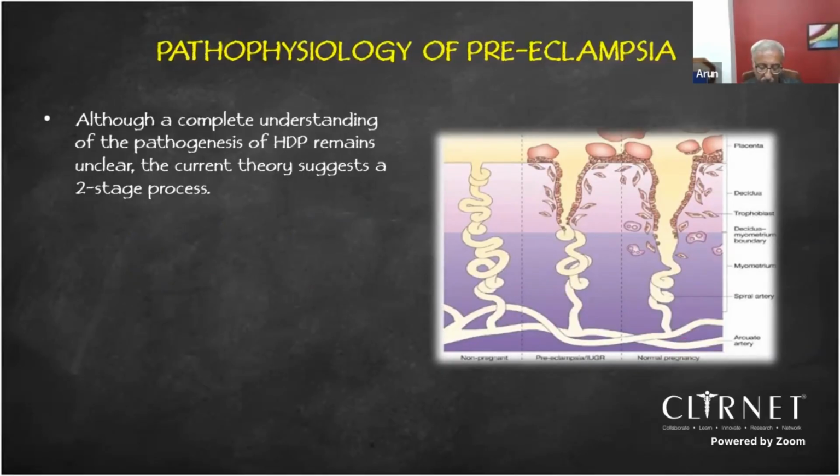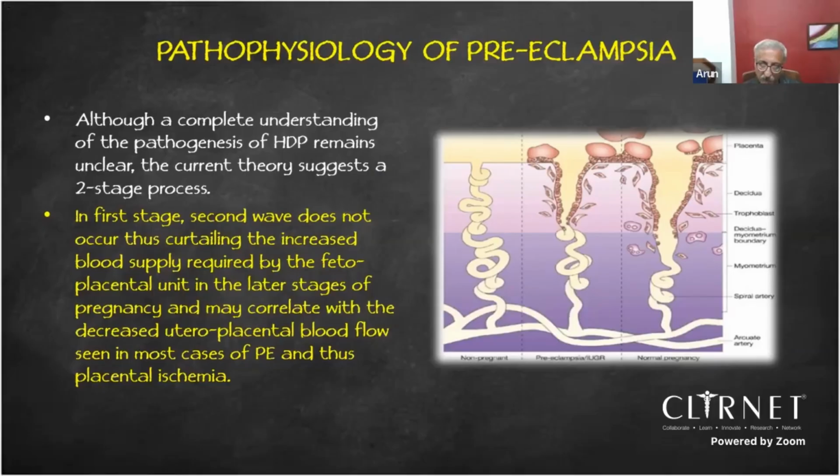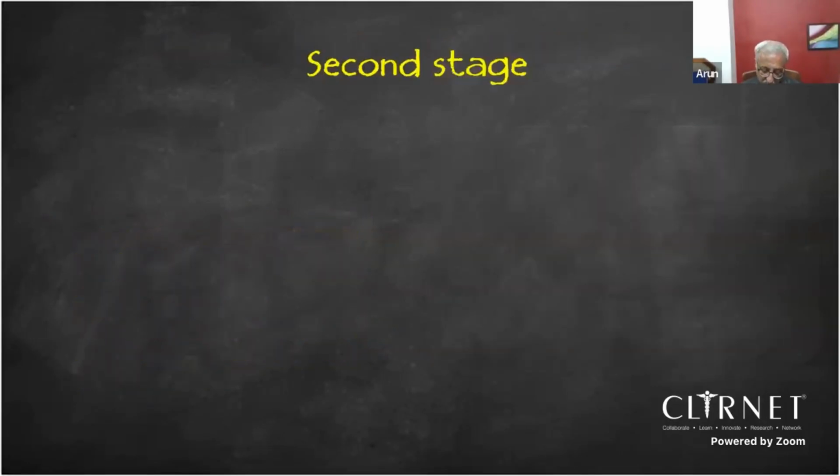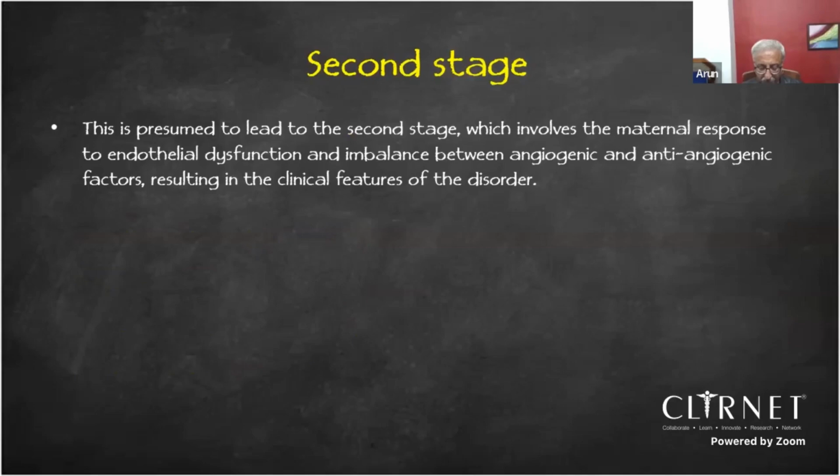So there are two stages in the pathophysiology of how preeclampsia develops. In the first phase, the second wave does not develop. So this is not there; it is only up to here. That is the first stage. In the second stage, because of this, there is a maternal response, which involves endothelial dysfunction, and there is an imbalance between angiogenic and anti-angiogenic factors, resulting in the clinical features of the disease. All right. Now we understand two phases.